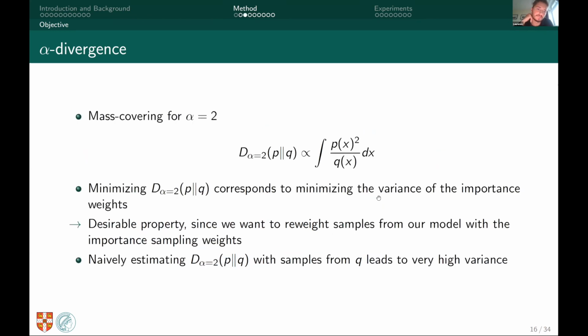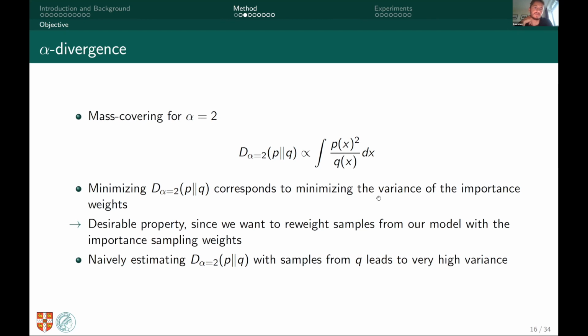This is a nice principled choice because it corresponds to minimizing the variance in the importance sampling weights if we used Q as an importance sampling distribution to estimate expectations over P. So this is the objective that we choose. And immediately we have a problem with this objective, which is that it's very high variance if we try to estimate it with samples from Q, which is the standard approach one might take.